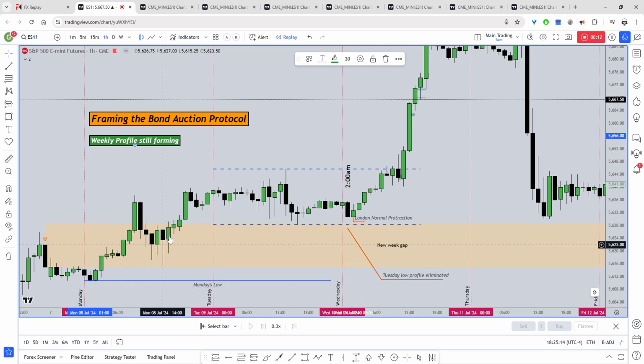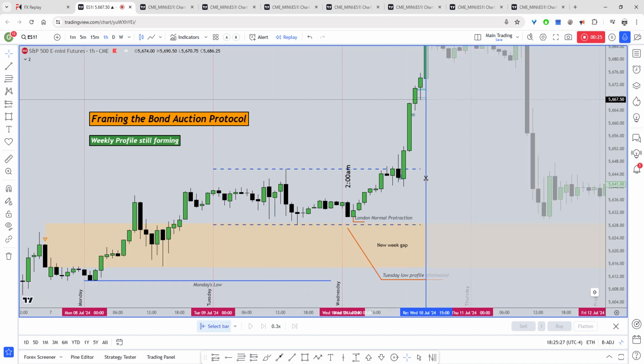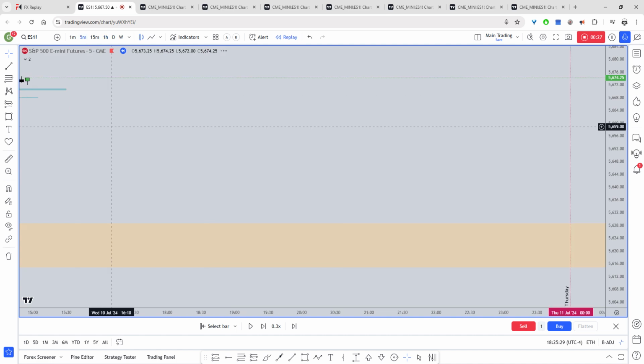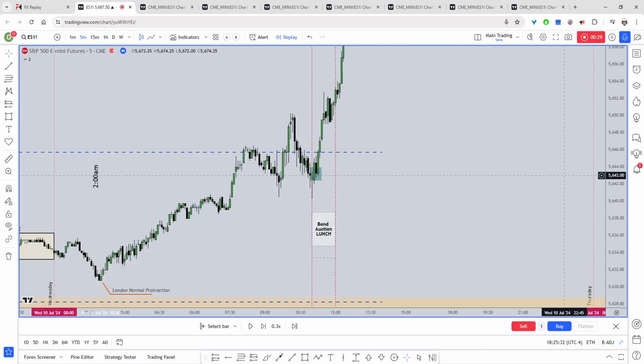So we get this Monday low, we get this Tuesday consolidation, and when Wednesday kicks off bullish, that eliminates the Tuesday low. So we know we have only a few more profiles left to go. So just kick this into replay mode, talk through the Tuesday, talk through the Wednesday.